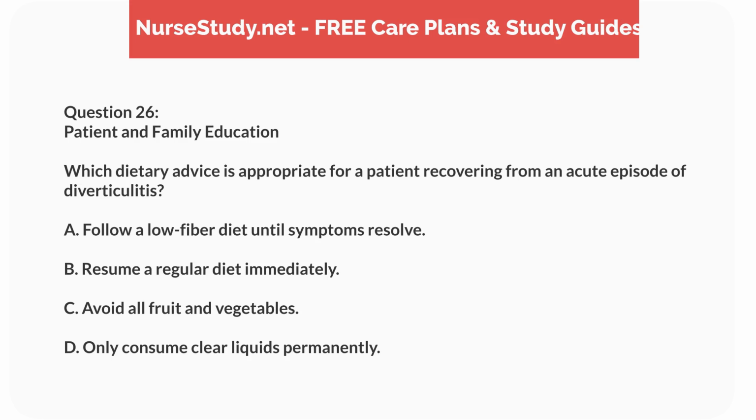Question 26. Patient and family education. Which dietary advice is appropriate for a patient recovering from an acute episode of diverticulitis? A. Follow a low-fiber diet until symptoms resolve. B. Resume a regular diet immediately. C. Avoid all fruit and vegetables. D. Only consume clear liquids permanently.